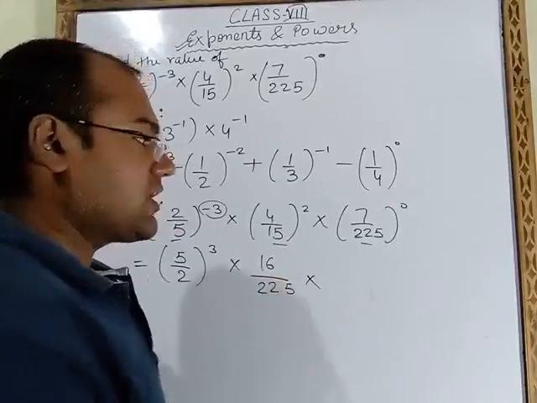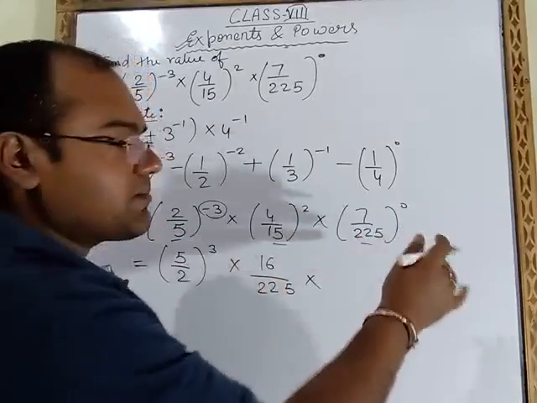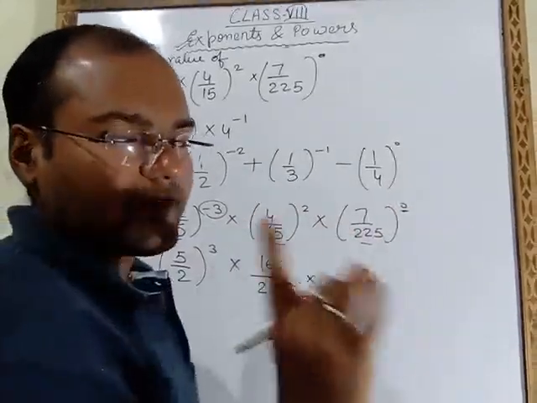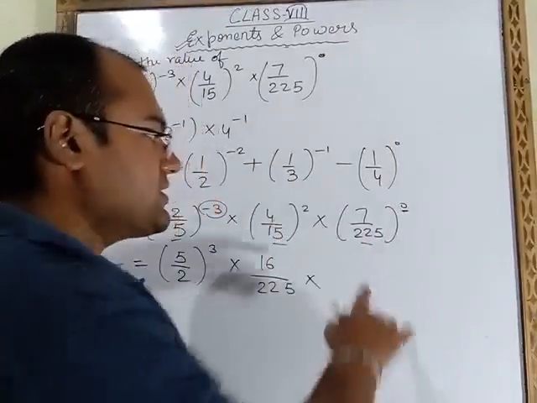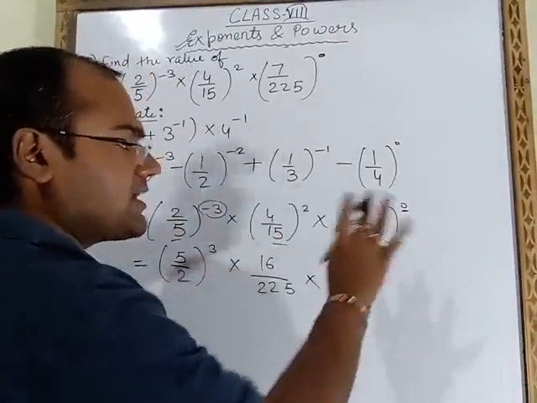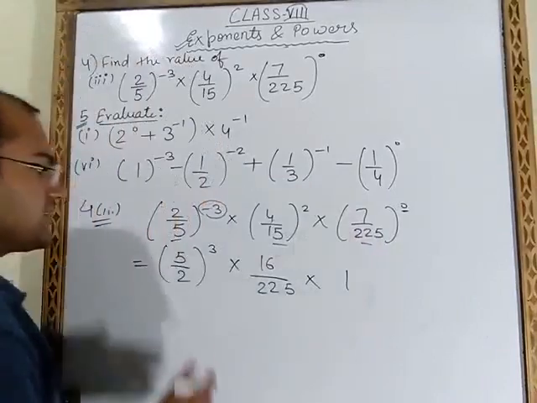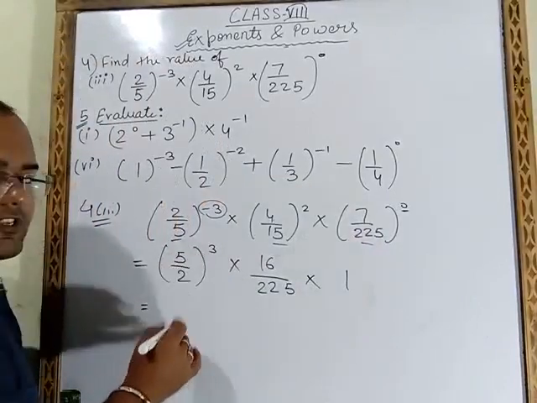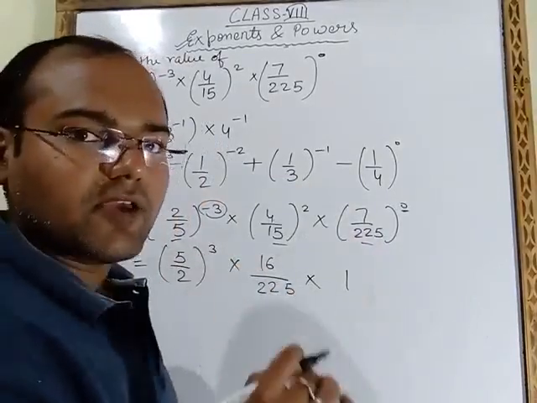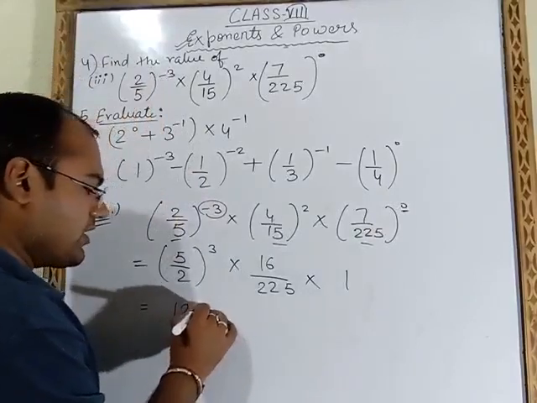I explained to you, if in the base anything is written but the power is 0, then the final answer will be 1. Since here the power is 0, we will write it as 1. Now what will be the next step? 5 power 3 means 5 multiply 5 multiply 5, answer will be 125.